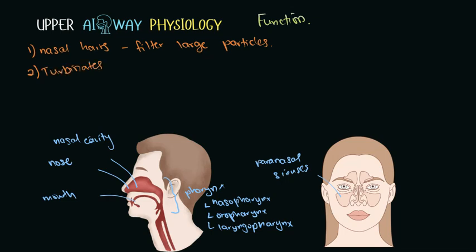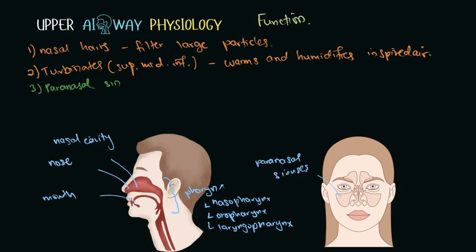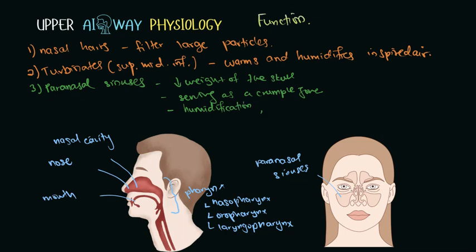The superior, middle, and inferior turbinates or concha serve as a conduit whereby inspired air goes through these turbinates and is warmed and humidified. The paranasal sinuses serve different functions. First, they decrease the weight of the skull. Next is serving as a crumple zone, protecting the brain from impact. They also serve as humidification, immune defense, and speech resonance.